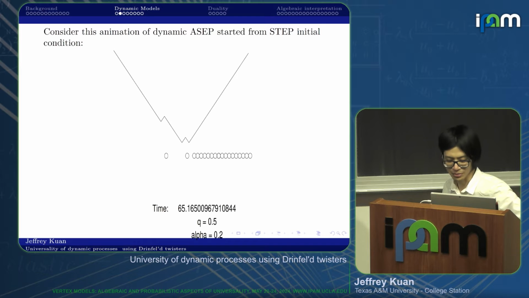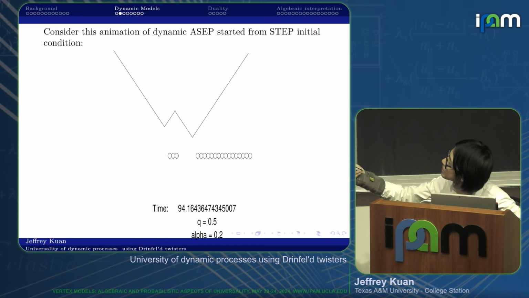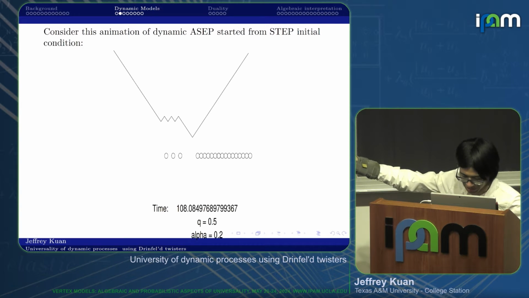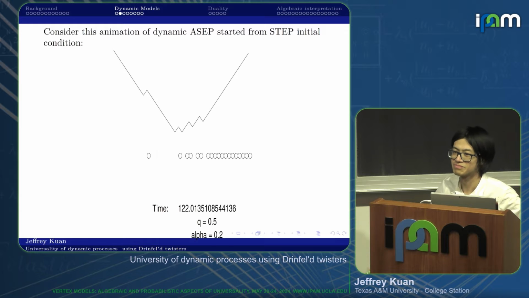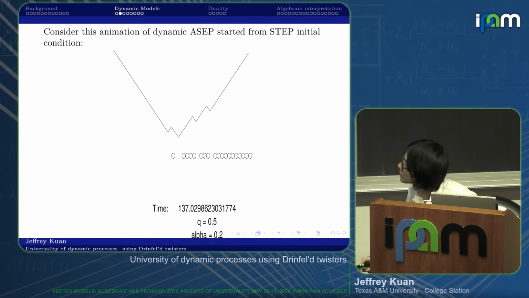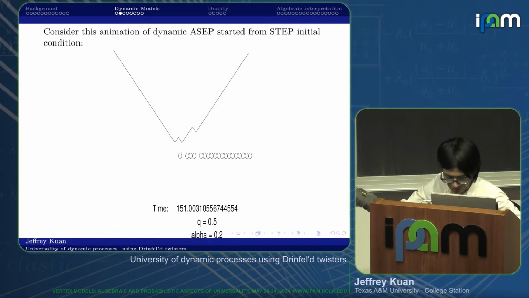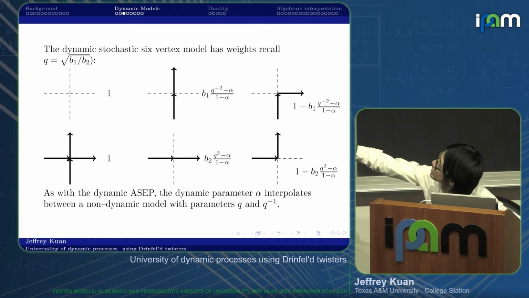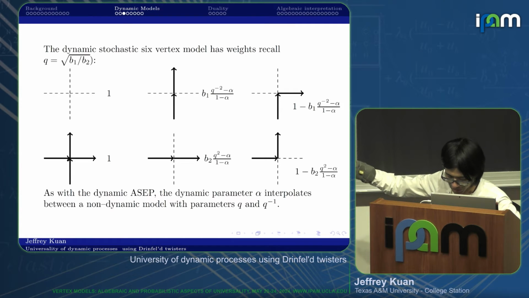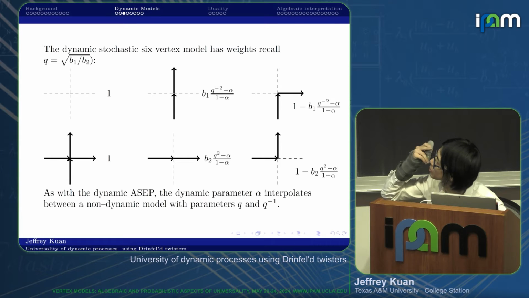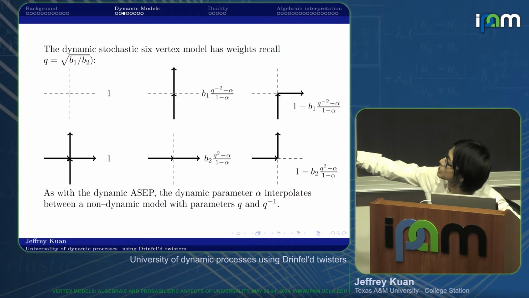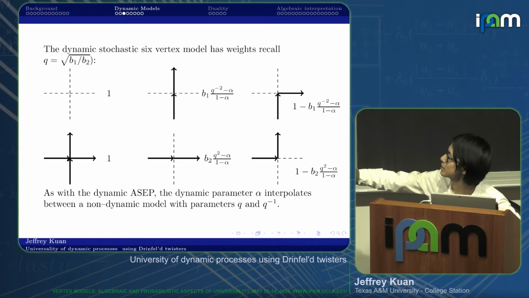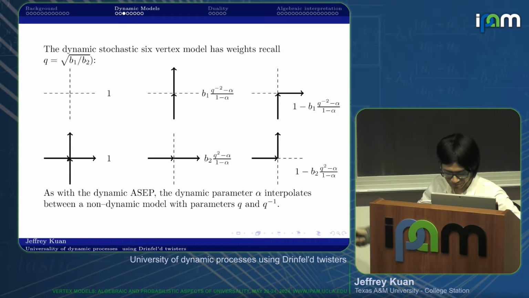This is an animation of dynamic ASEP with step initial condition. There's not a lot going on at the moment in this slide because the particles are not getting very far. OK, and there's also a dynamic version of the stochastic 6 vertex model. So we have this parameter alpha, and alpha interpolates between a stochastic 6 vertex model with parameter q, and as alpha goes to infinity, it'll turn into a stochastic 6 vertex model with parameter q inverse.